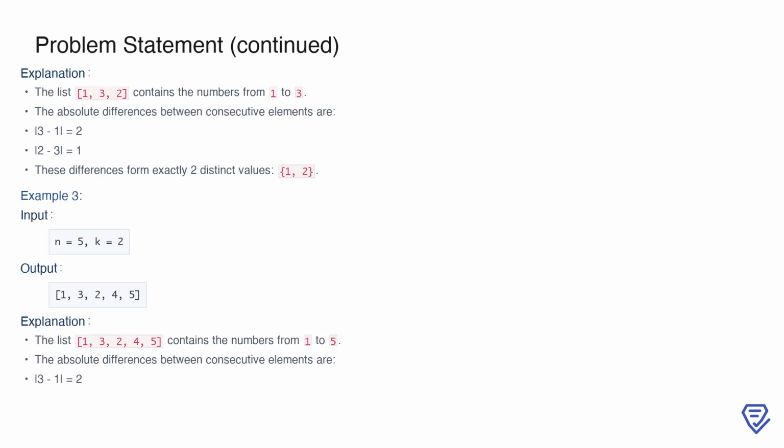Now looking at the second example, where n equals 3 and k equals 2, a valid output is 1, 3, 2. This list also contains all the numbers from 1 to 3, but the order is different. Let's calculate the absolute differences. The difference between 3 and 1 is 2, and the difference between 2 and 3 is 1. These differences form exactly two distinct values, 1 and 2, which satisfies the condition for k equals 2. This example demonstrates how rearranging the numbers can help us achieve the desired number of distinct differences.